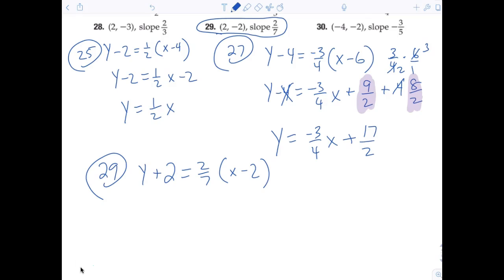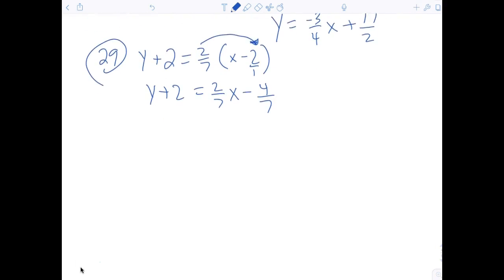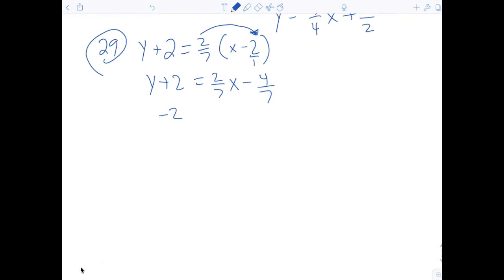Perfect. Okay, everybody's good. All right, now we're going to write it in slope-intercept form, which means you need to distribute the slope 2/7. Right, so it's going to be y plus 2 equals 2 over 7 x minus 2. Now, wait a minute, we're multiplying, right? So remember, this is... sorry, 4. Right, so it'd be minus 4 over 7. And we're subtracting 2 from both sides, right?